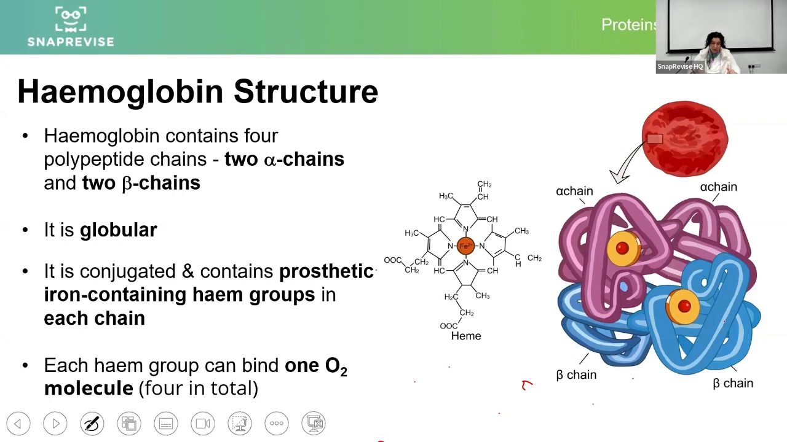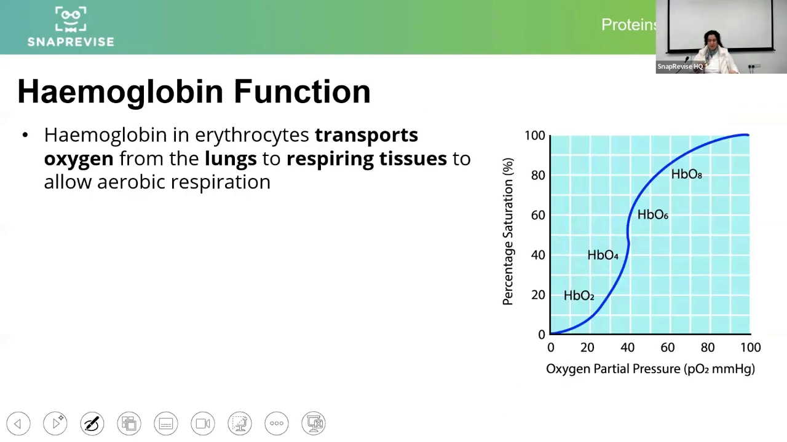And since there are 4 heme groups, 1 on each polypeptide chain, each hemoglobin molecule can bind 4 oxygen molecules in total. Again, for those of you not taking chemistry, 1 molecule and 1 atom of oxygen are not the same. Sometimes they try to catch you with that. 1 molecule of oxygen contains 2 atoms. So you've got 4 molecules, but 8 atoms in total. Just remember that because they do try to catch you sometimes.